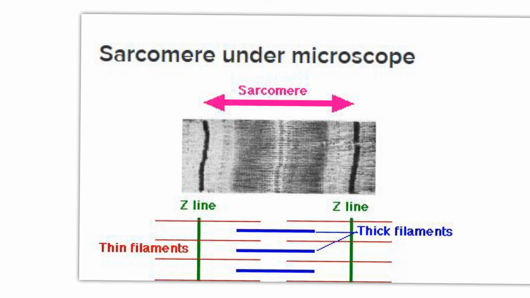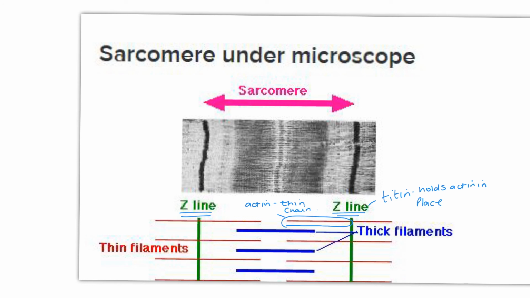So let's try and bring all these things together. Have a look here at this sarcomere under the microscope and notice how we would label each part. We've got the Z lines here. Between the Z lines is the sarcomere, and we know the Z line is made of titin. And we know that the titin holds the actin in place, and we know the actin forms the thin chain and that it's made up of globular proteins joined together.